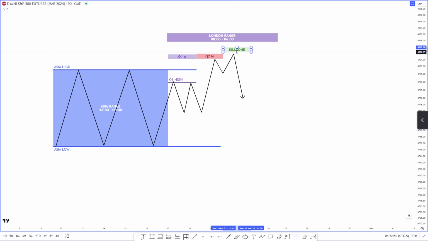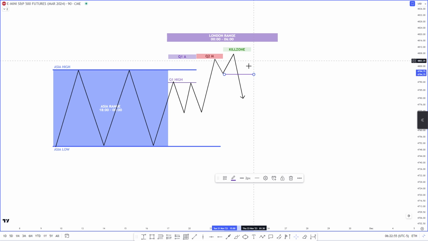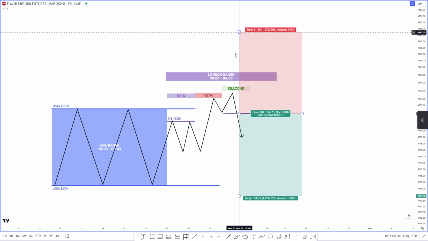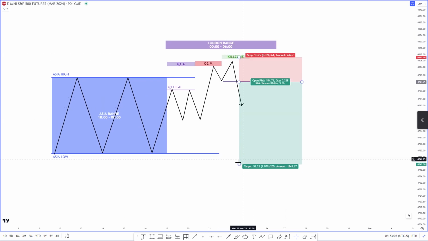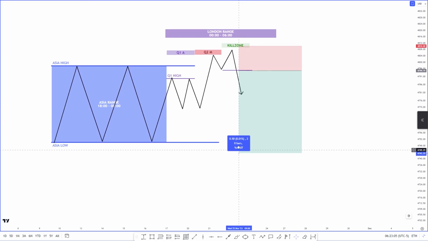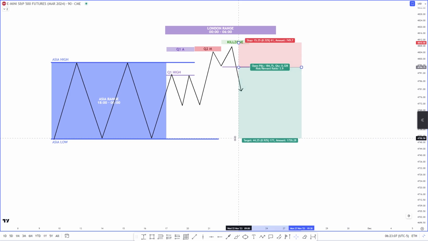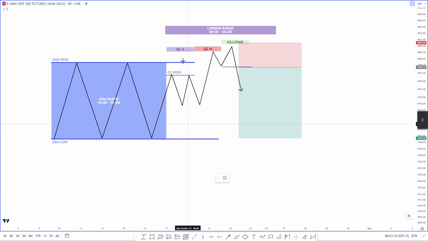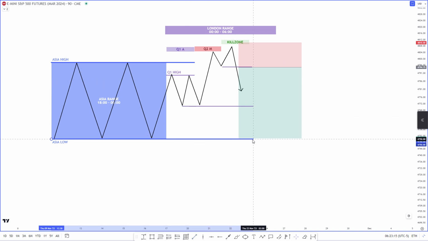This is how we would define it, right? Then, in simple terms, within Q3, we're looking for lower prices, which would be pretty much something like that. And our draw on liquidity, our target would be the Asia low, right? First, initially, it would be our Q1 low, right? That we take partials there, and then our Asia low, or any obvious low that would present itself, whether it's a Q2 low or Q1 low. But the best case scenario would be our Asia low, right?